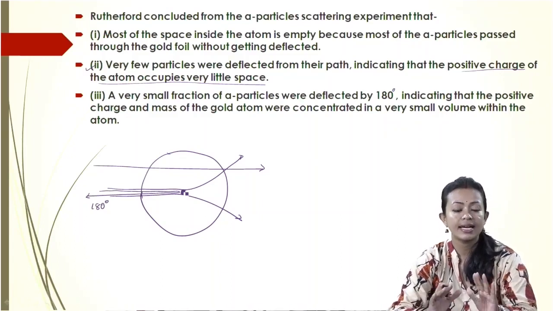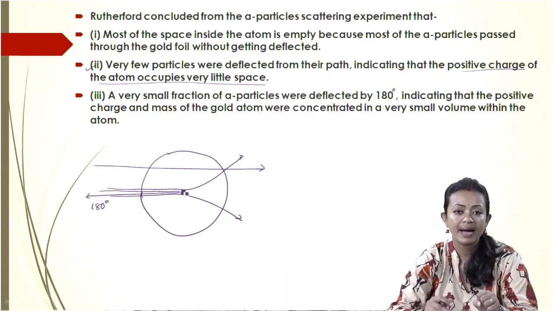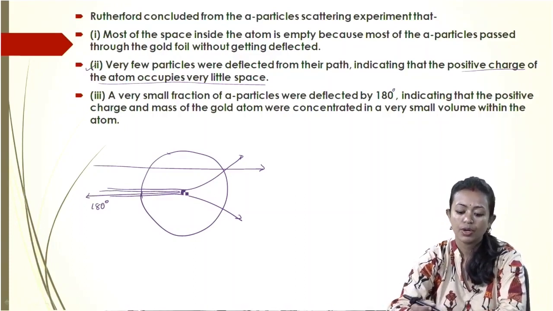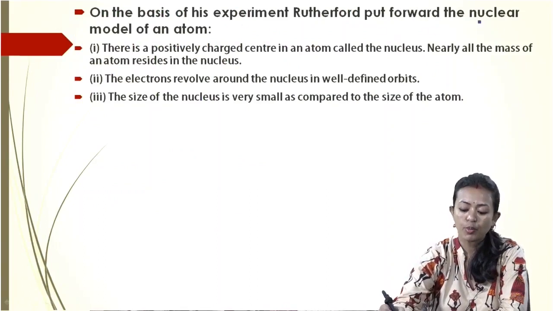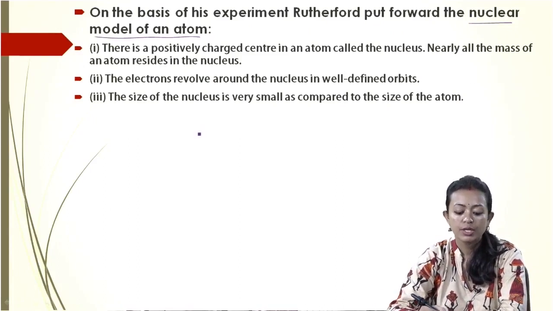So whatever Thomson had explained about the atomic structure, that electrons and protons are uniformly distributed throughout the atom, was discarded by Rutherford's alpha ray scattering experiment, because experimentally it was proved that the positive and the negative charges are not uniformly distributed. Rather, the negative charges are in the outermost place and the positive charges are concentrated in the center. From this conclusion, we can put forward the nuclear model of an atom, which is famously known as Rutherford's nuclear model of an atom.